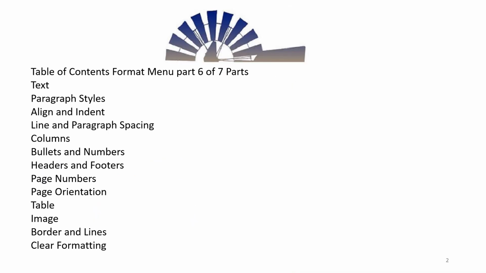Table of Contents: Format Menu, Part 6 of 7 parts. Text, Paragraph Styles, Align and Indent, Line and Paragraph Spacing, Columns, Bullets and Numbers, Headers and Footers, Page Numbers, Page Orientation, Table, Image, Border and Lines, Clear Formatting.